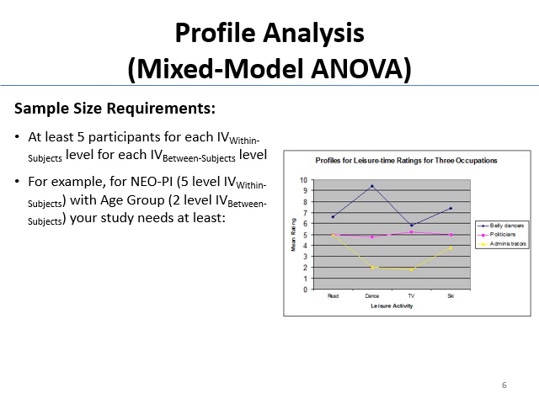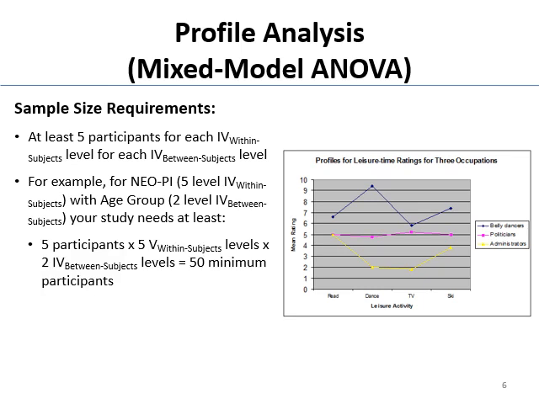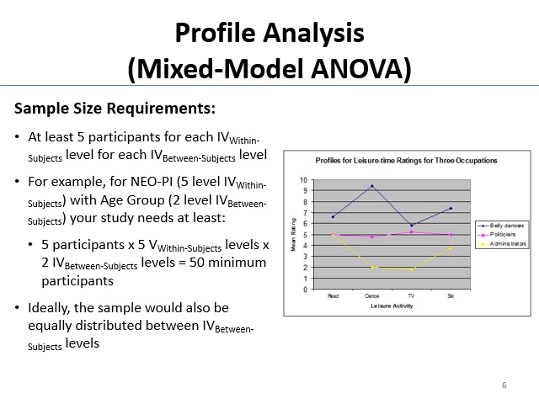So for example, let's say you've got the NEO-PI, that's a 5-level independent variable within subjects, and age group, a 2-level independent between subjects variable. You would need 5 participants times 5 within subjects levels times 2 between subjects levels equals 50 minimum participants in your study. That's what you need. So you basically just multiply, in this case 5 by 5 by 2, so you end up with 25 times 2 or 50. Ideally, the sample would also be equally distributed between the two between subjects IV levels. So if you've got two groups, young people pretending they're old and actual old people, and you had 50 participants, you'd have 25 young people, 25 old people. Ideally.